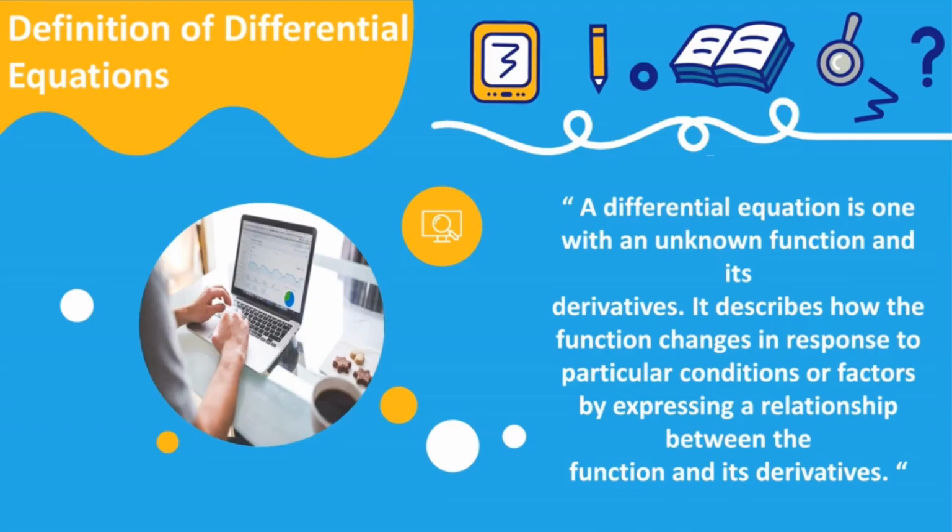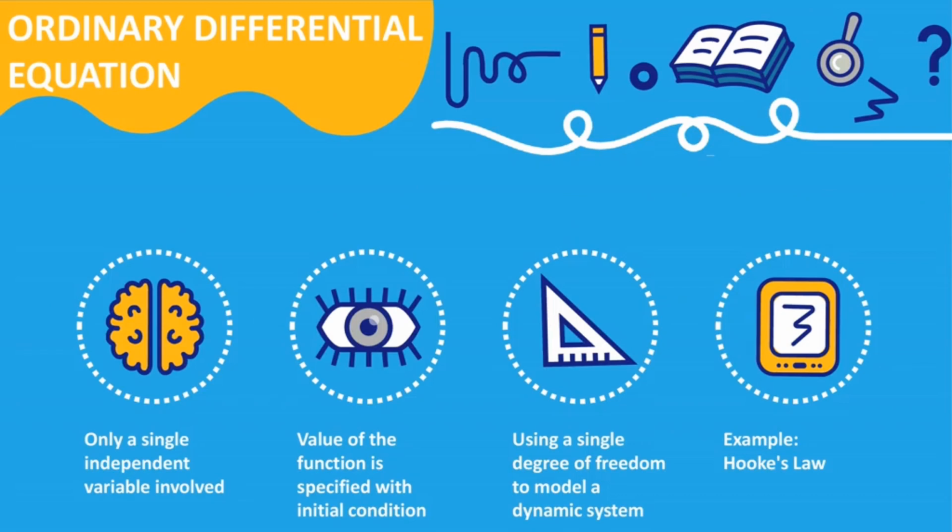Definition of differential equation. A differential equation is one with an unknown function and its derivative. It describes how the function changes in response to a particular condition or factor by expressing a relation between the function and its derivative. Only a single independent variable is involved, and the value of the function is specified with an initial condition, using a single degree of freedom to model a dynamic system. For example, Hooke's law.